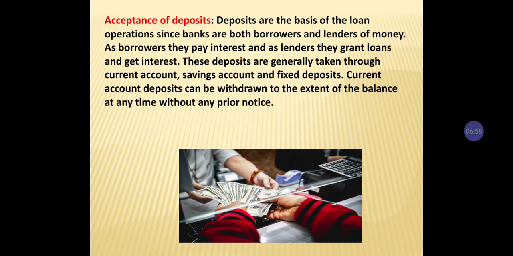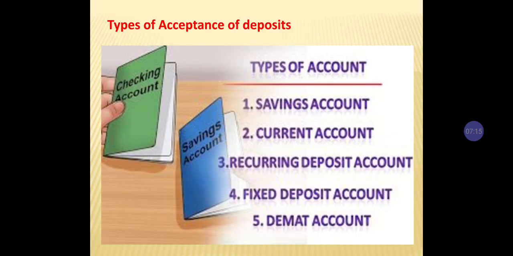So accepting of deposit is where people need to save some money or keep their money in a safe place. They come to the bank and open an account, and then they keep the deposit money in the bank. So here are the types of deposits. First is the savings account, second is the current account, third is the recurring deposit account, fourth is the fixed deposit account, and fifth is demat.